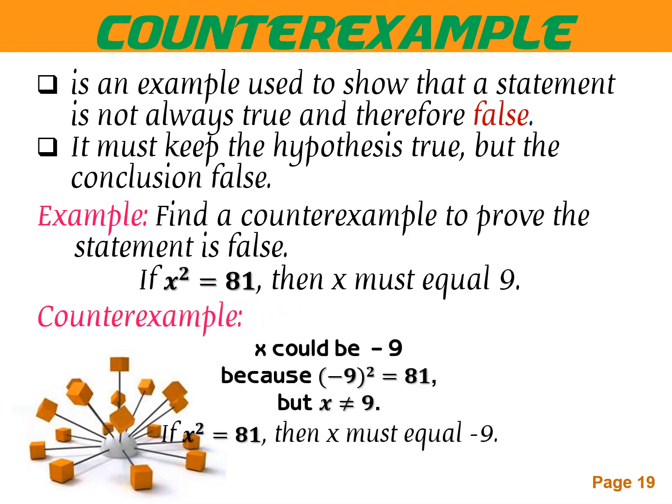Because when we have the square of negative 9, that is also equal to 81. But x is not equal to 9. So therefore, this is an example of a counterexample. The hypothesis x squared is equal to 81 is true, but the conclusion is false because from 9, you gave a counterexample of negative 9. So, I hope that is clear.